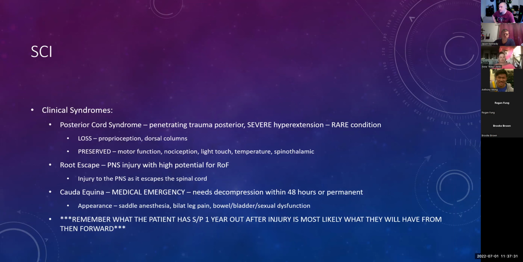Root escape and spinal cord, remember, anything they have at a year is probably what they're going to have. Yeah, 12 months. Same thing with strokes, actually, believe it or not. In the general rule of things, anything past 12 months, we're probably not going to regain it. Does that make sense? Because when I lost sensory feeling in this arm at 12 months, I knew that was permanent.